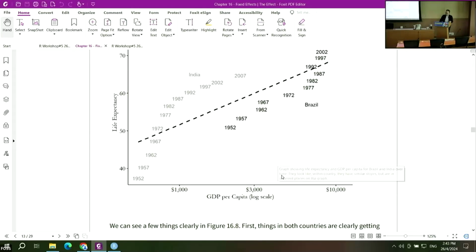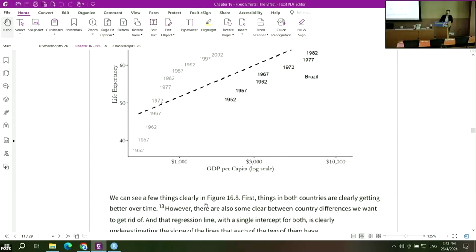I mean not row, I mean x-axis, and then Brazil is to the right. So we can see a few things clearly in this particular figure. Things in both countries are clearly getting better over time, moving from 1952 to 2002, 50 years, things are improving, supposedly. However, there are some clear between-country differences we want to get rid of.